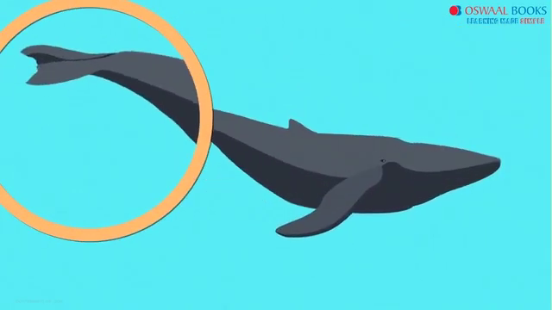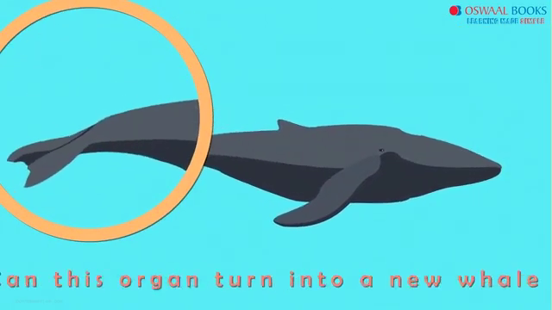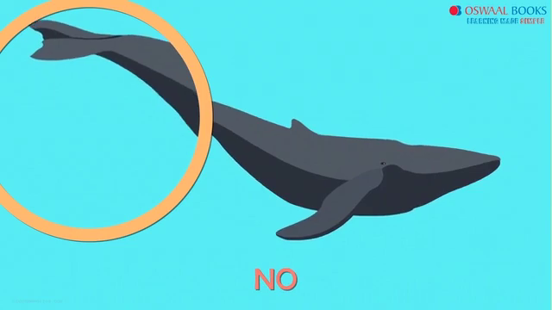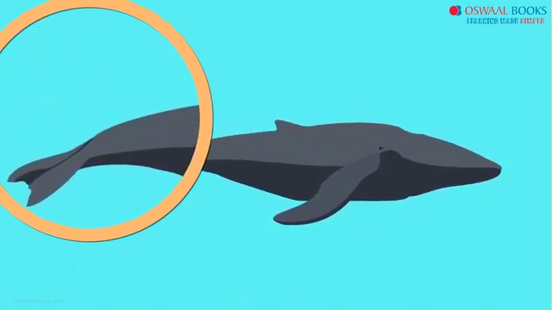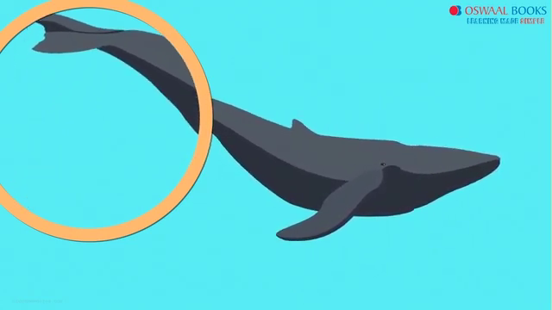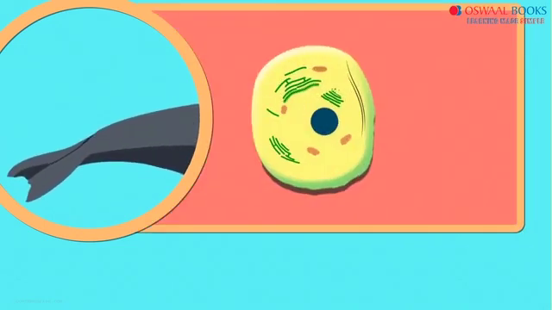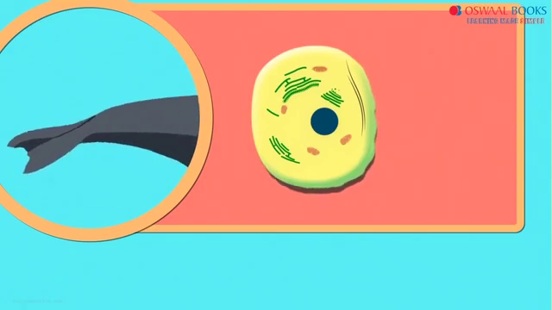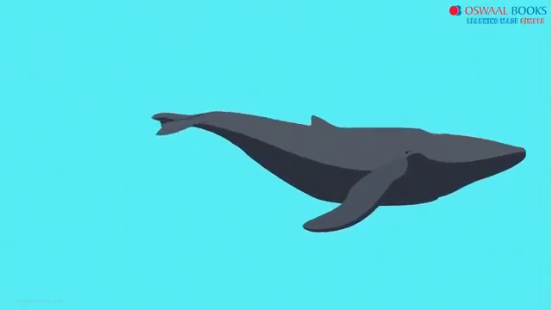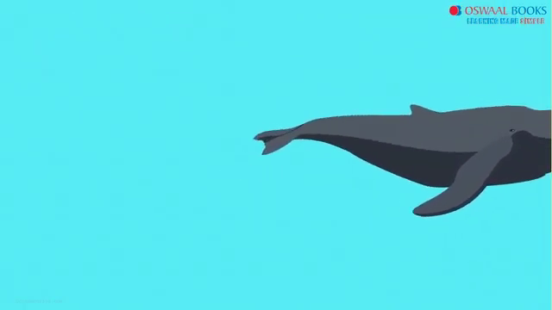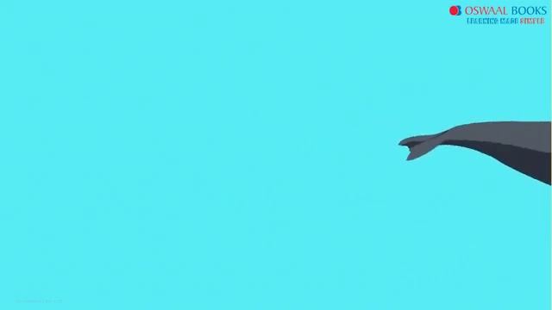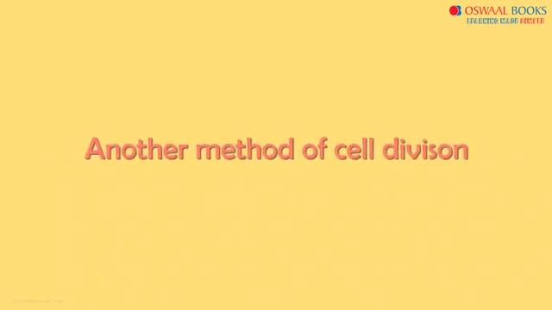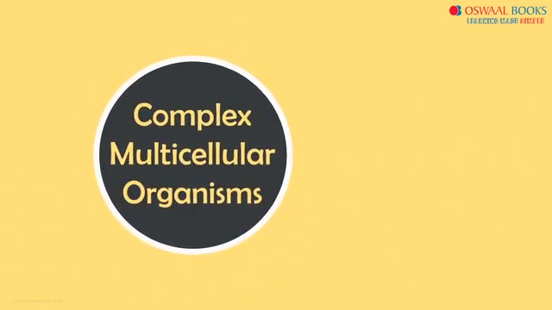So let's say this organ of the body is separated. Can it turn into a new whale? No, it can't turn into a new whale because it needs the other types of cells too. The cells in this organ may not be able to produce the cells of the other body parts. And that is why simple cell division and multiplication would not have helped these complex organisms. However, quite similar to this, there is another method of cell division which takes place in complex organisms.